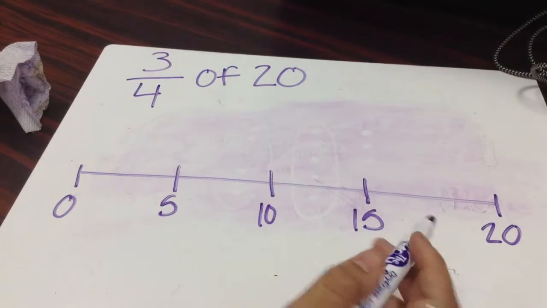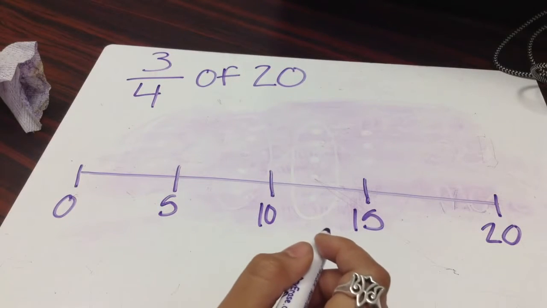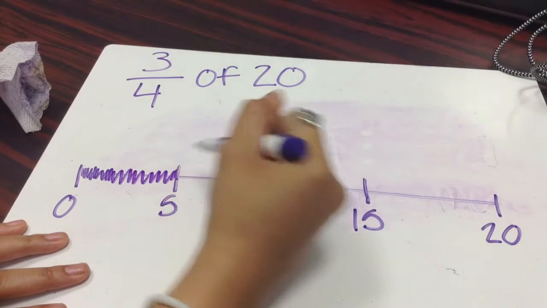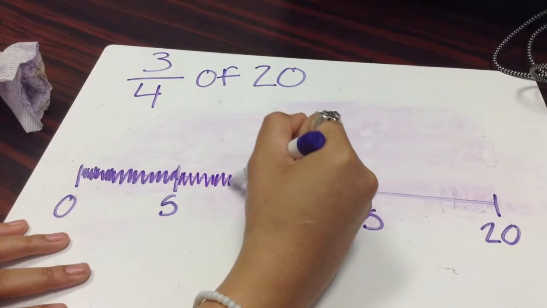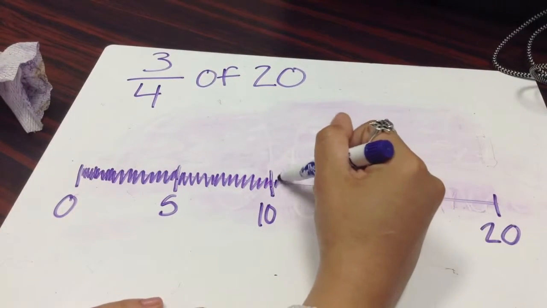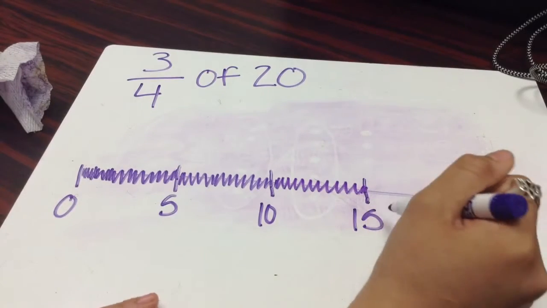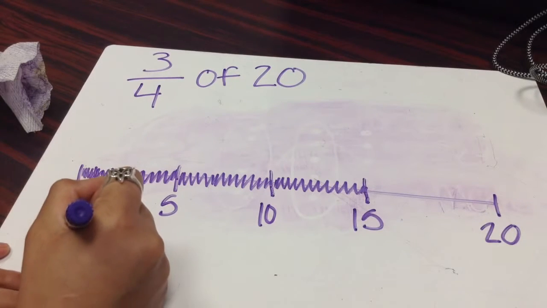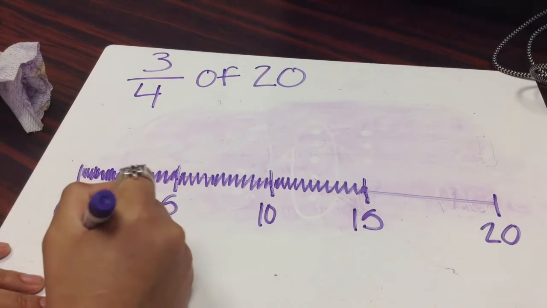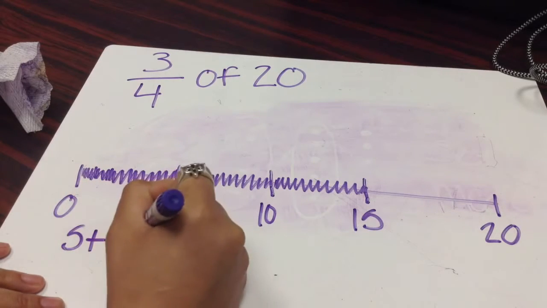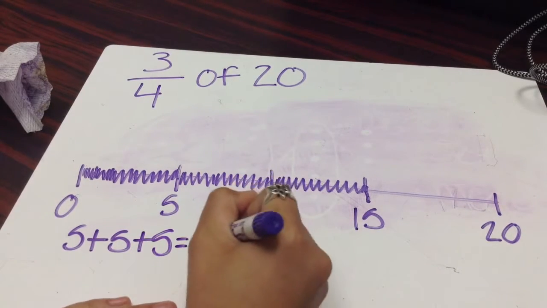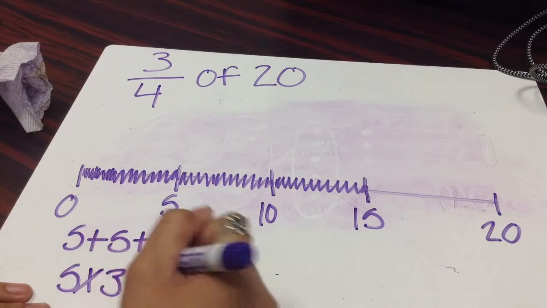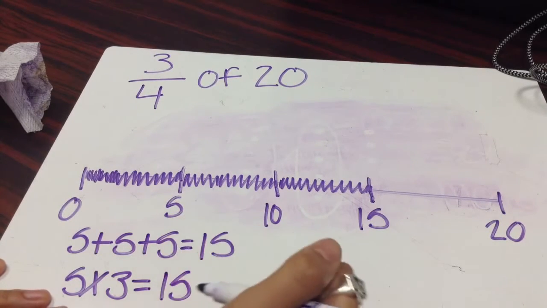And so we have our 4 equal parts, and we want 3 of those 4. And so I'm going to keep shading until I get to our third. So that's our first part. That's our second. And that's our third, and it gets us to 15. And so to check ourselves, we can do 5 plus 5 plus 5, and that'll give us 15, because each of these is worth 5. Or we can do 5 times 3, and that'll also get us to our answer, which was 15.